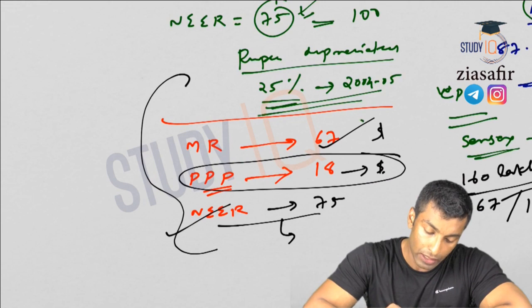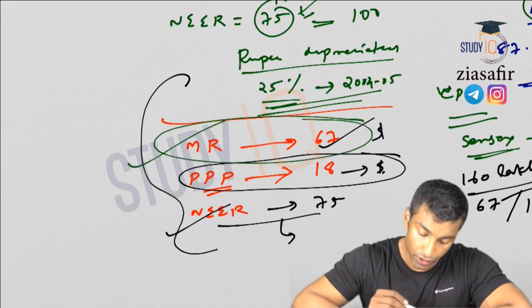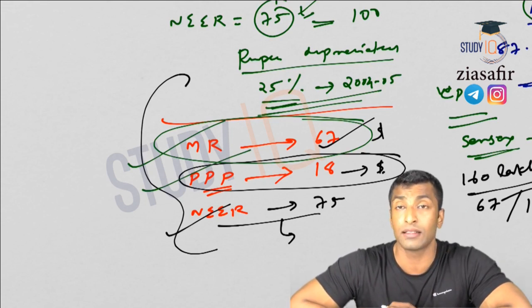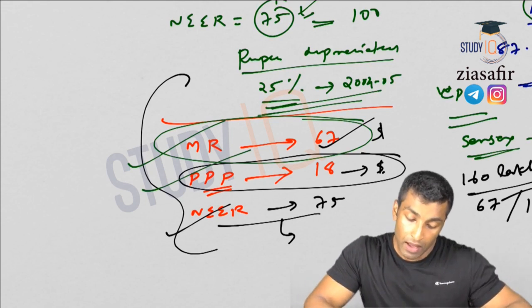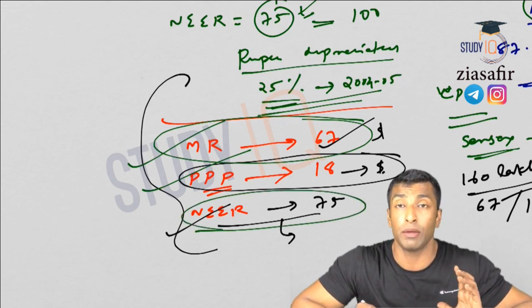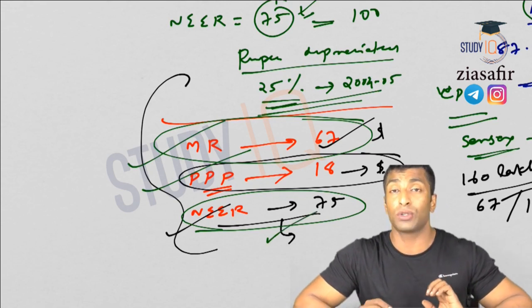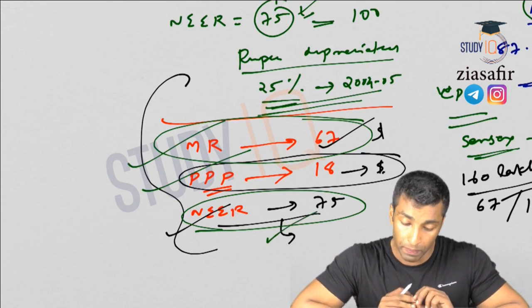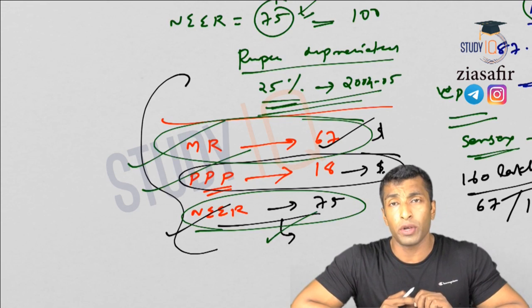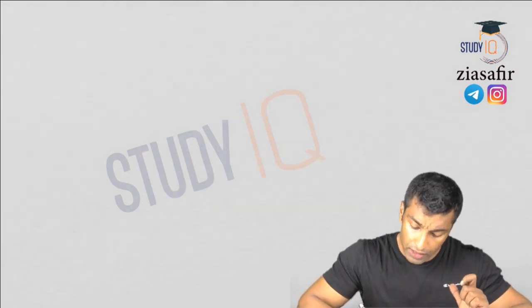But which one is used for actual transactions? That is the market rate. This is used for actual transactions. Which one is used for calculation, comparison, analysis? PPP is actually used for understanding the analysis. And NEER shows overall appreciation and depreciation, whether appreciation is there or depreciation is there. So actually this will talk about the competitive strength of your economy. So I hope this discussion is clear for you. Now let's move towards REER.